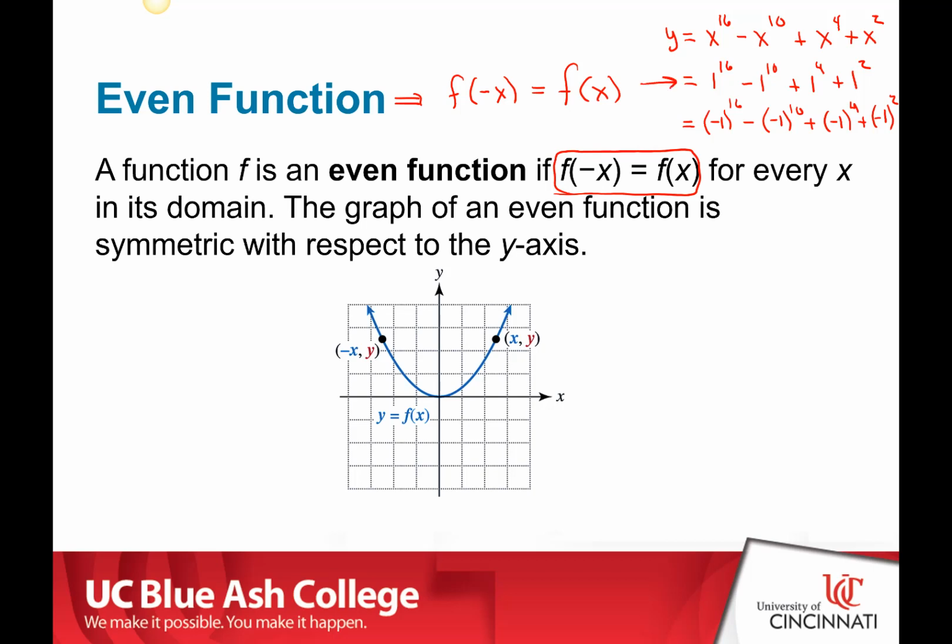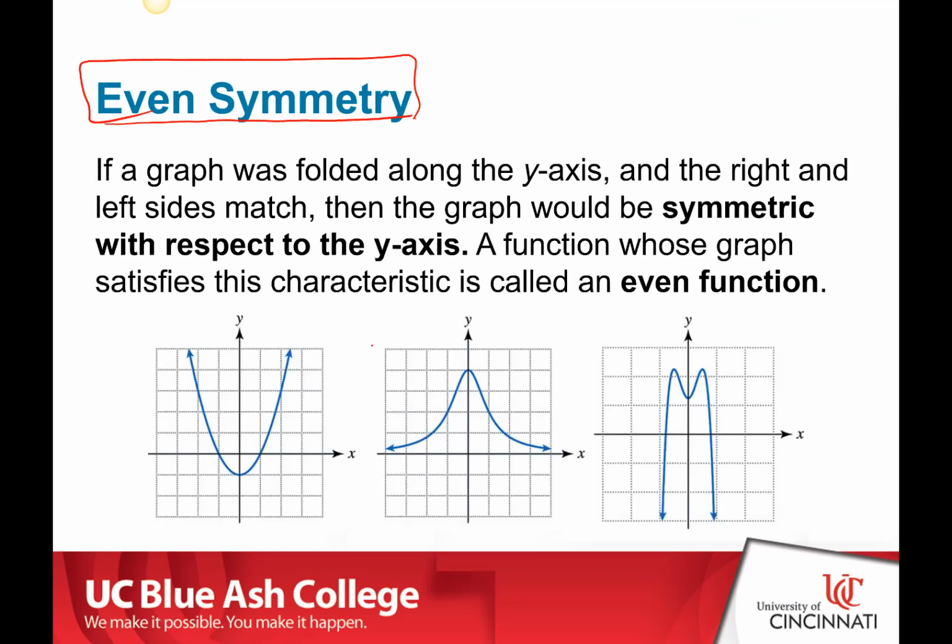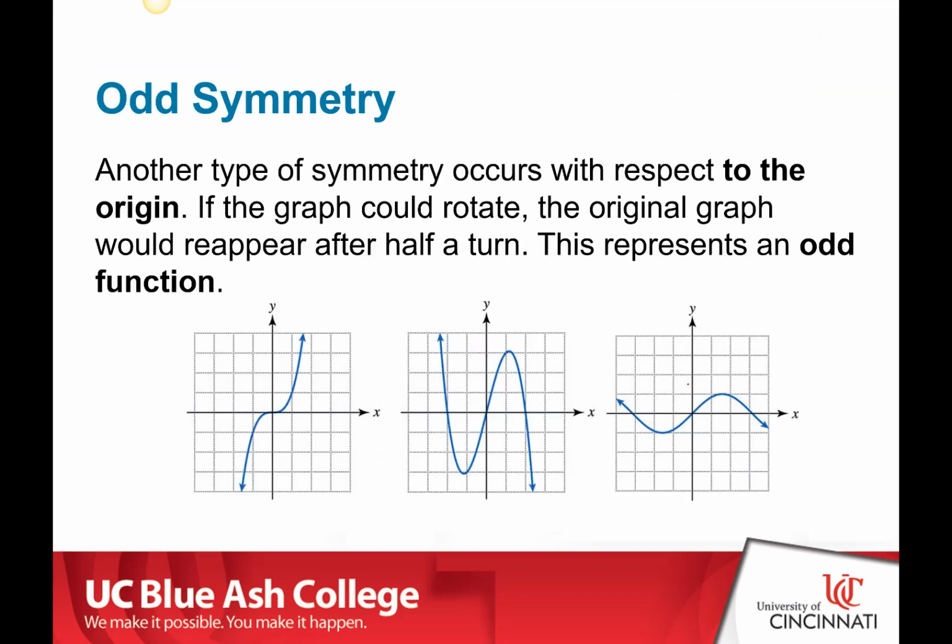Now, because the negative and the positive are going to give you the same result, that means they're going to give you the same y value. That means that the y value on the right-hand side of the graph is going to be the same as the y value on the left side, and that's what gives you these symmetric graphs. Because the y value over here matches the y value over here. The y value over here matches the y value over there. Okay? And that's what's going on with an even function.